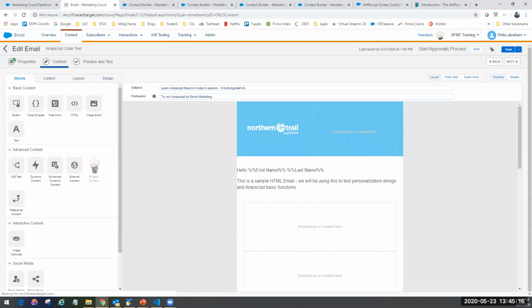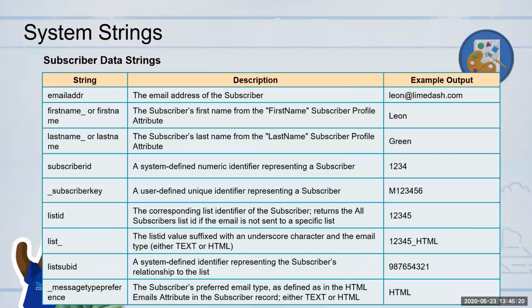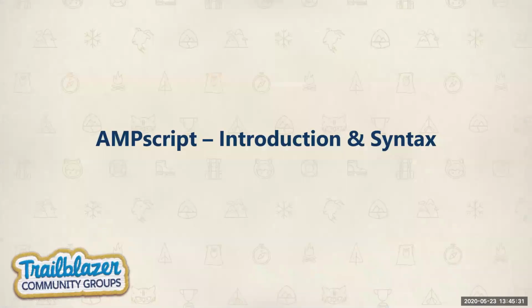So now let me go back. That's just in a nutshell about personalization strings. I would recommend you read a little bit more into the documentation. You will understand how to use some of these later on. So we'll go into AMP script, which is our primary topic for today.